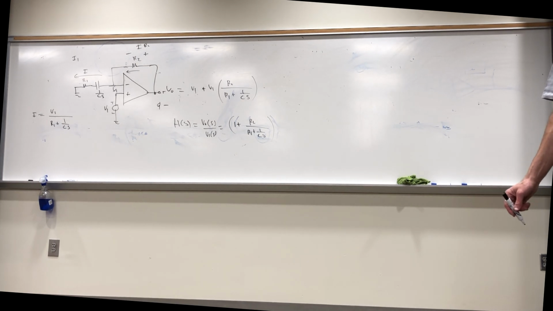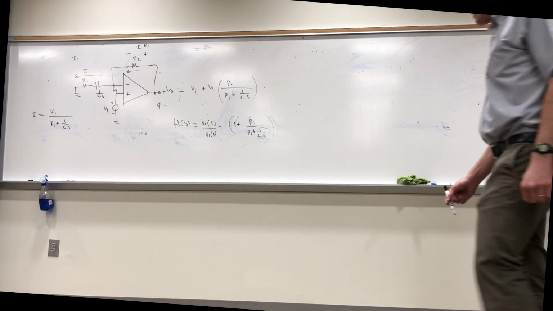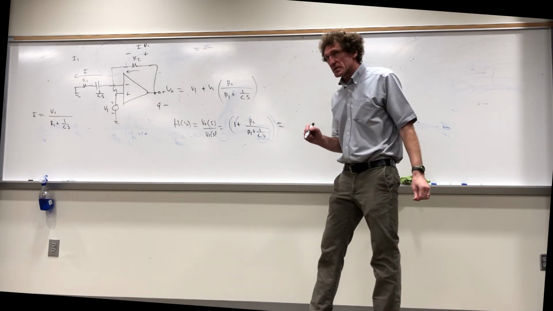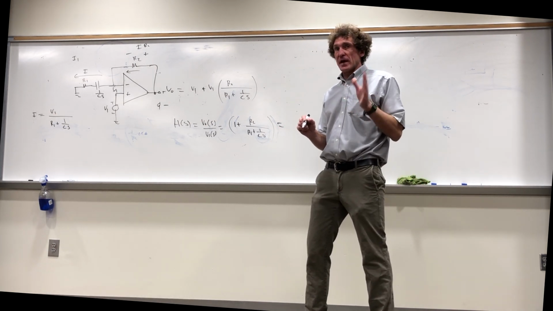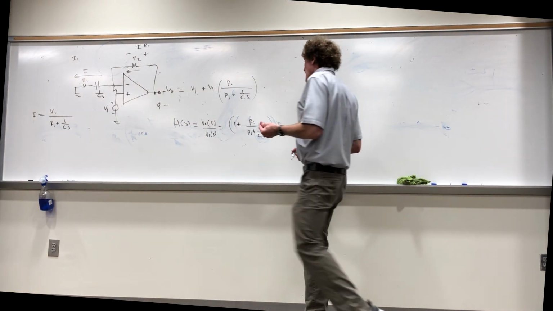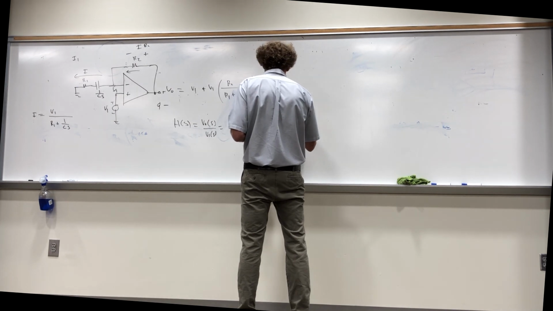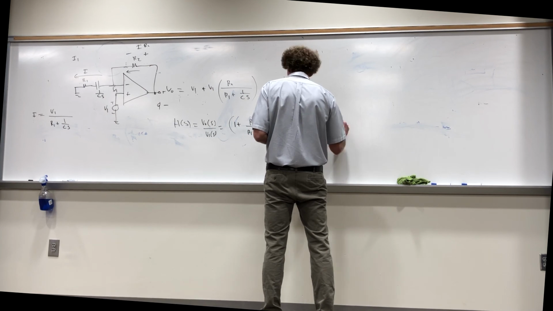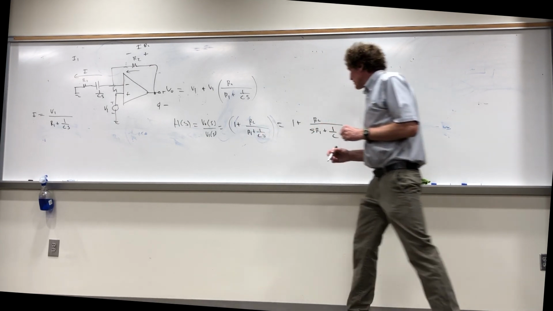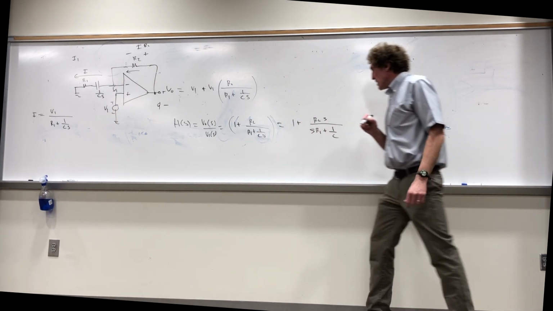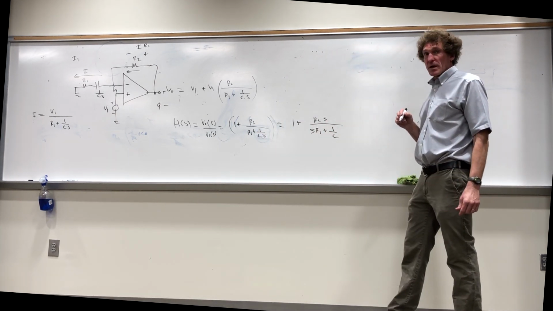What's next? Well, they wanted H of T also. That's the impulse response. If this is equal to your H of S, the impulse response is H of T, correct? So now we've got to put that in a form we can get an H of T from. How would we do that? How about I make this 1 plus, and then multiply top and bottom by S, so I have R2 over S R1 plus 1 over C. I multiply top and bottom by S, correct, class?